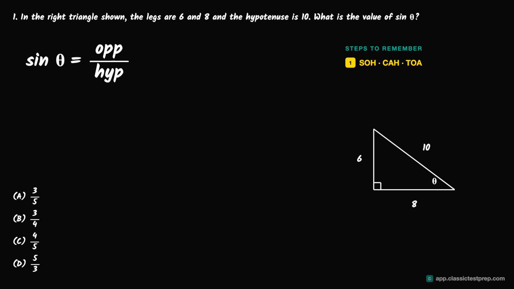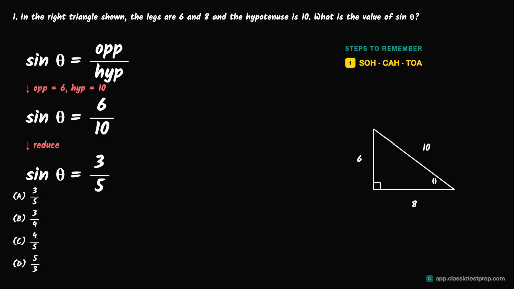SohCahToa. Now, in this particular problem, to return to that, the side opposite angle theta is 6, and the hypotenuse is 10. So the sine of theta is 6 over 10, and once you reduce it, that becomes 3 over 5, and that's answer A.